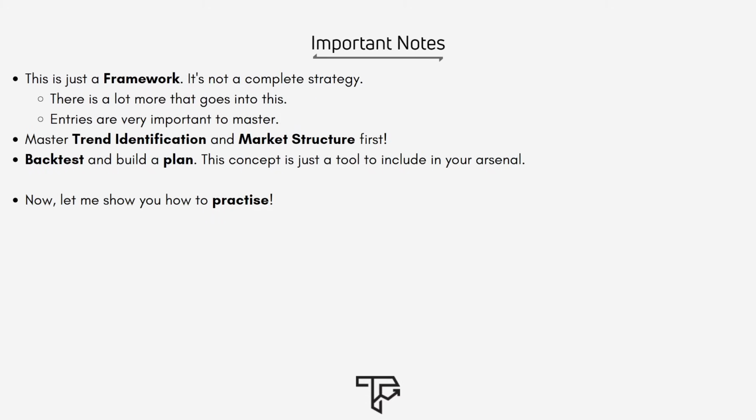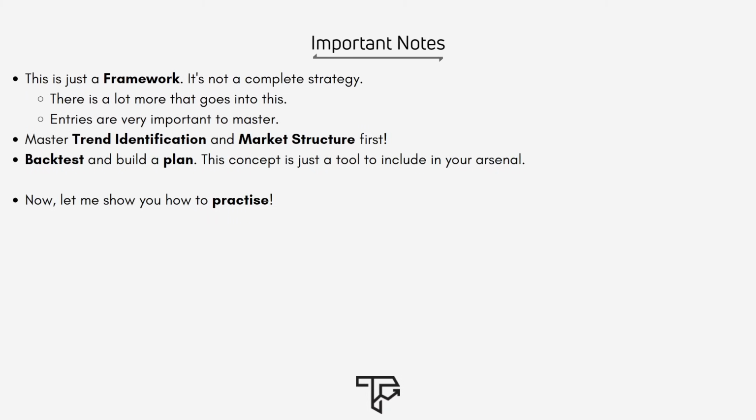I have a few important notes for you. This is just a framework, right? It's not a complete strategy. I showed you some great things right now, but as I keep mentioning, it's all about merging this concept together with market structure and direction, right? Because if you don't get that right, then you're gonna lose money, probably. There is a lot more that goes into this whole thing than just this Asian range strategy, okay?